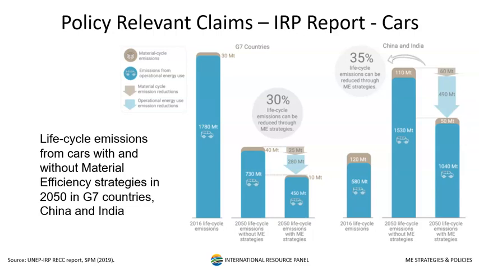For China and India, the picture looks different because there much more growth is expected to happen in the next decades. So emissions in the reference scenario will increase from 2016 to 2050, and then they can decrease again if material efficiency is implemented by roughly 35% of the then expected baseline for 2050.